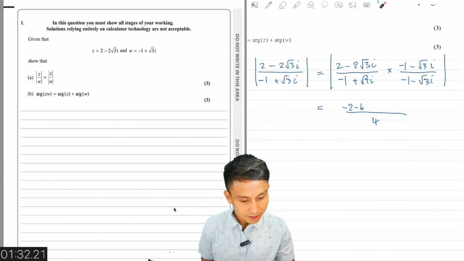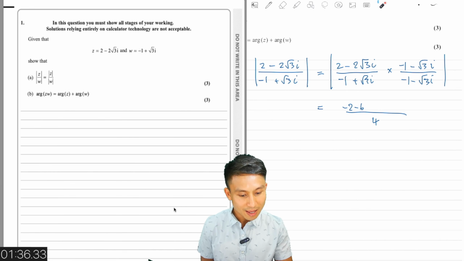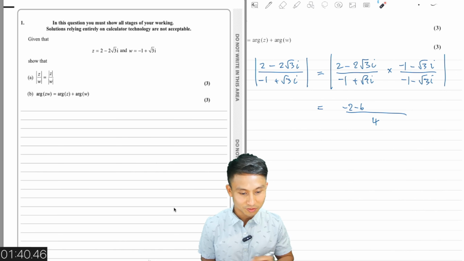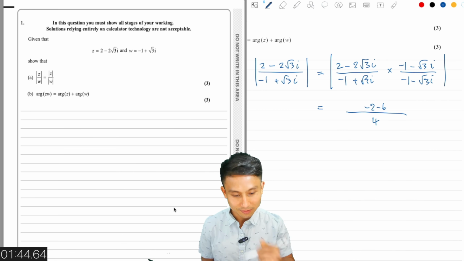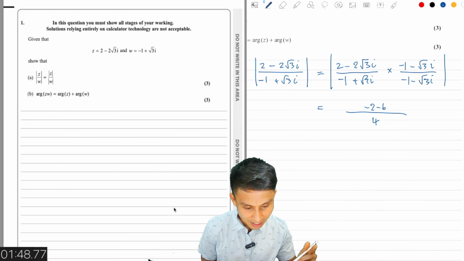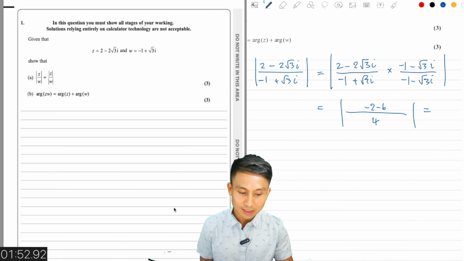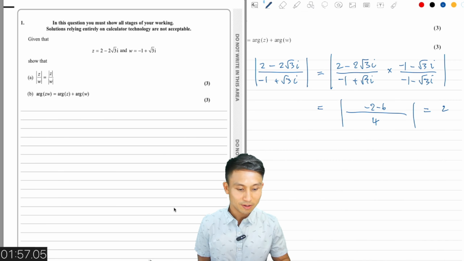And then I have minus 2 root 3 times minus 1, so that's 2 root 3i. And then with the minus 2 root 3i, well, that's good because they cancel, right? So that's it. Let me double check that they actually cancel. So 2 root 3i and then minus, okay. So this is 2, basically, because the modulus of minus 2 would be 2, right?